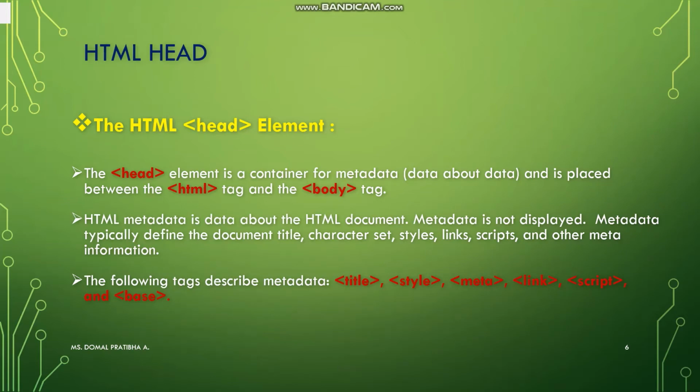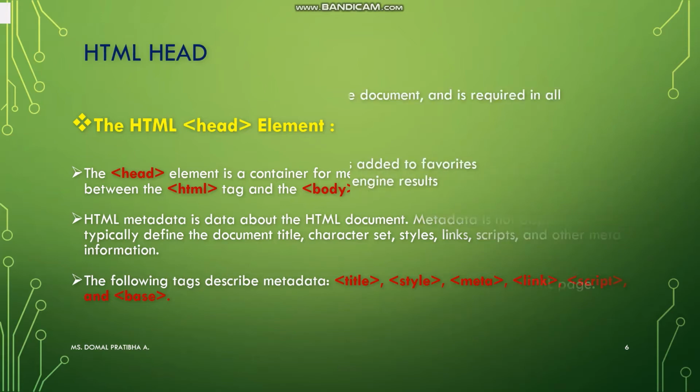HTML head. The HTML head element. The head element is a container for metadata, that is data about data, and is placed between the HTML tag and the body tag. HTML metadata is data about the HTML document. Metadata is not displayed. Metadata typically defines the document title, character set, styles, links, scripts, and other meta information. The following tags describe metadata: title, style, meta, link, script, and base.